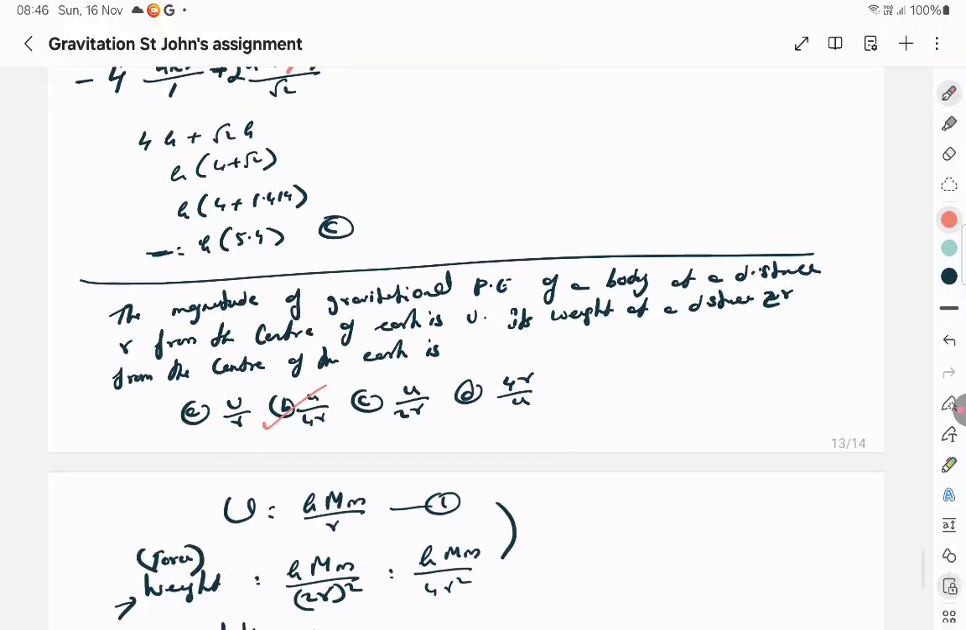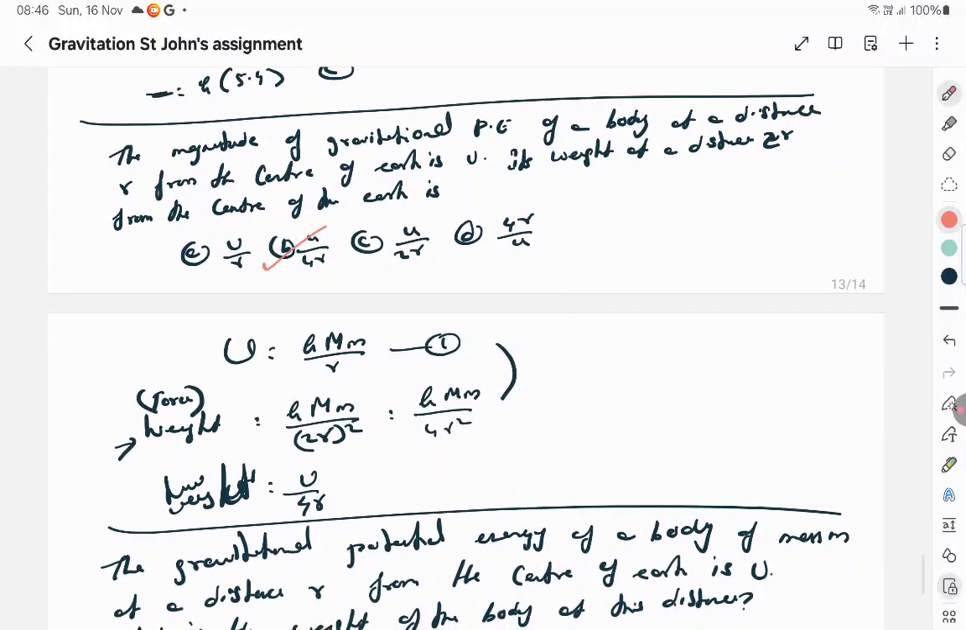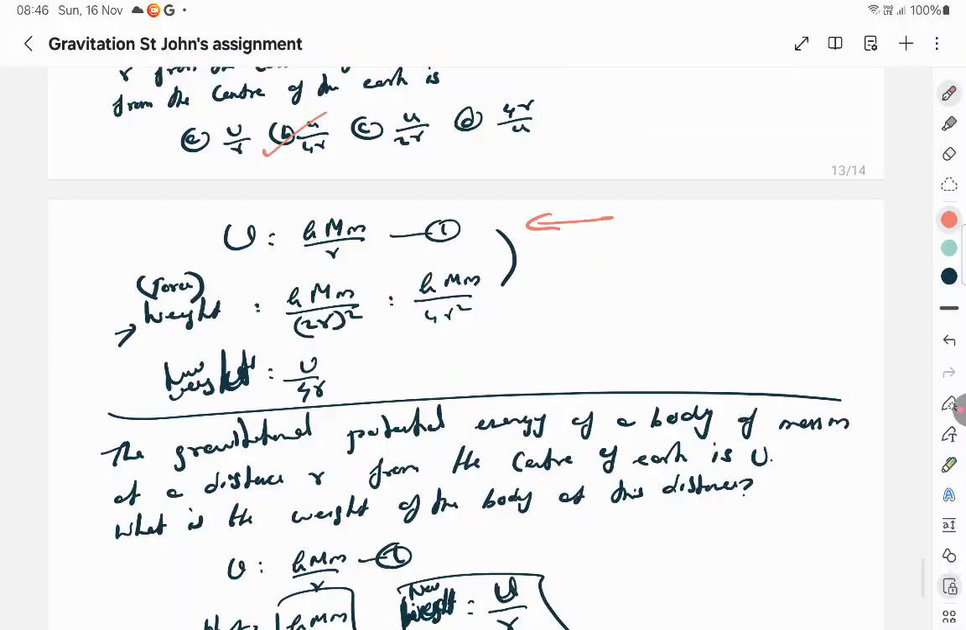The magnitude of the gravitational potential energy of a body at a distance r from the center of the earth is u. If so, you have to calculate the weight at a distance 2r. Weight is nothing but force, which is G capital M small m by (2r) the whole square, compared with GMm by r squared, which is (2r) the whole square here. So hence you can write the new weight in terms of the given potential energy. Given potential energy at surface is GMm by r, which is represented as u, so the weight is u by 4r.